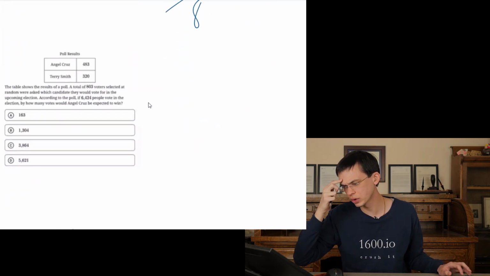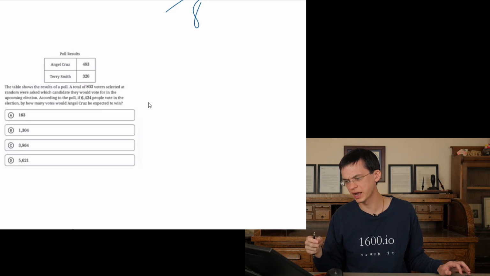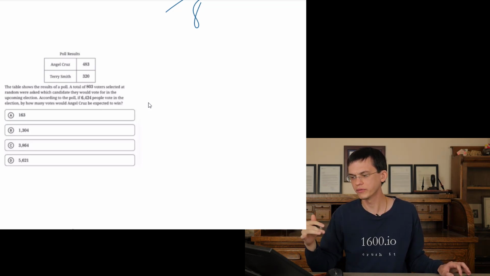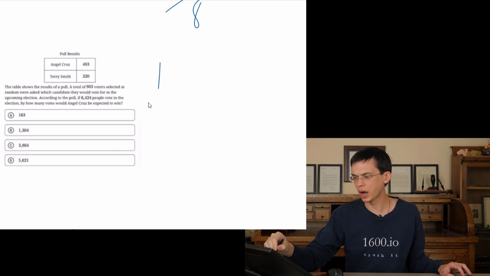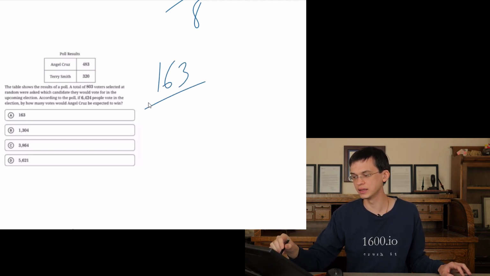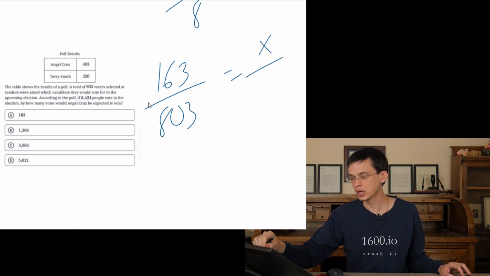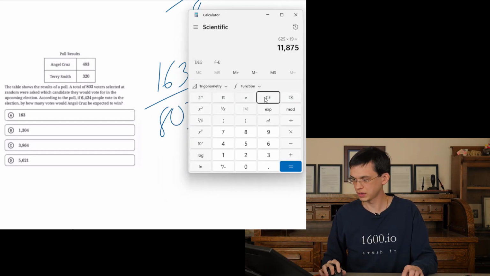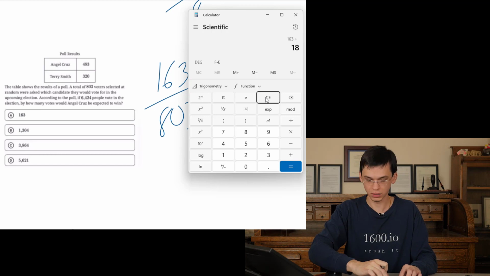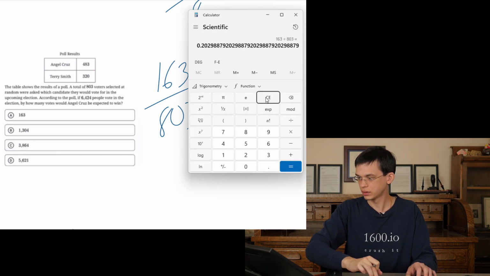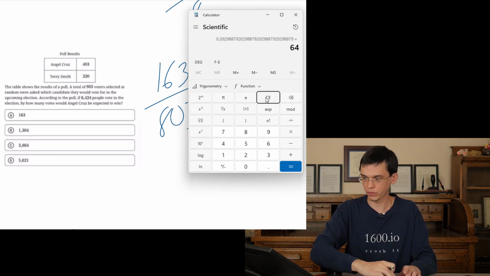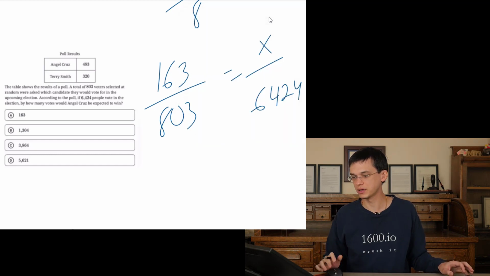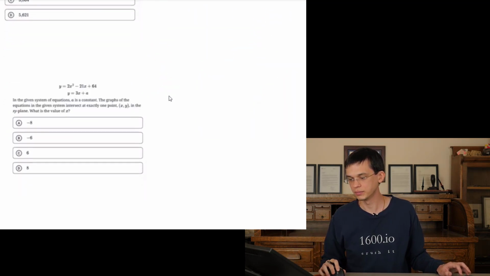Here we have poll results, 2 people. 803 voters were selected at random. This is what they picked. According to the poll, if 6,424 voted, how many more votes? Angel got 163 more votes than Terry in the sample out of 803 total people. So what's going to be the margin if we poll 6,424 people? Need a calculator. 163 divided by 803, then you multiply that by 6,424, 1,304. So that's going to be the margin that it'll win by. B.